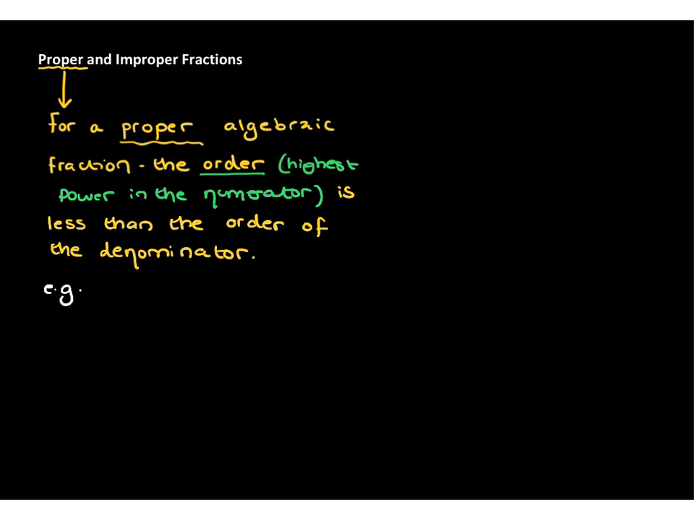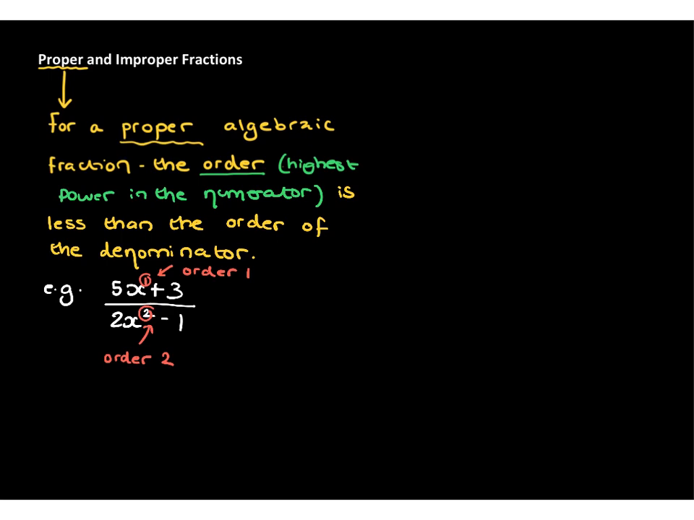So an example could be something like 5x plus 3 over 2x squared minus 1. Now the order of the numerator is 1 because that's the highest power of any x term in the numerator. The order of the denominator is 2 because that's the highest power of any x term in the denominator. So we can see that the order of the numerator is less than the order of the denominator.